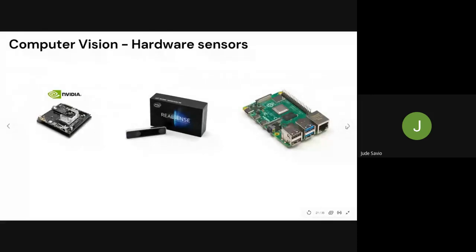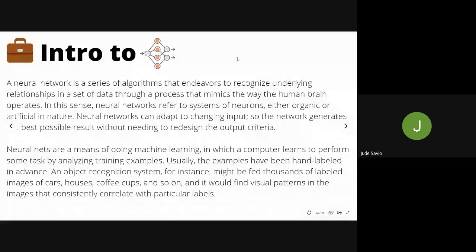So before moving on to the algorithms discussed, I would like to give you a small intro to neural networks. So neural networks is a series of algorithms that try to recognize the underlying relationships in a set of data, basically. And the process is the same as how our brains try to understand these, right? So in a sense, neural networks refer to the system of neurons, either organic or artificial in nature, organic being us and artificial being this.